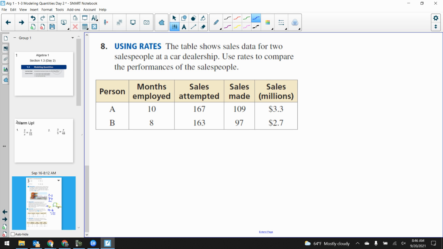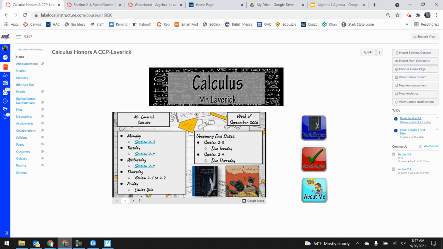The table shows sales. Now, remember that I told you to use sales made as it related to sales attempted, right? Sales made as compared to sales attempted. So that's the ratio that we're going to look at. That's the rate that we're going to look at. So let's look at person A. Sales made is 109. And I said sales made to attempted, right?